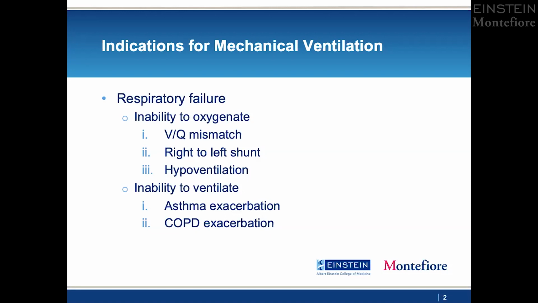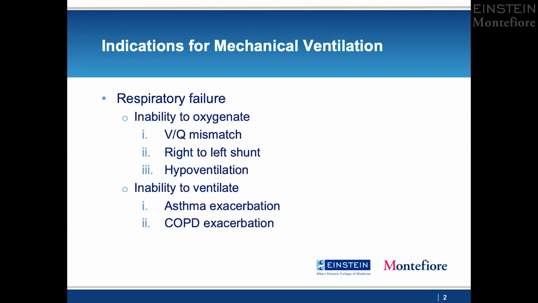There are three common causes for hypoxic respiratory failure. The first one is VQ mismatch. This occurs when a part of the lung receives oxygen without blood supply and a part receives blood supply without oxygen. Common examples are pulmonary hypertension, interstitial lung disease, bronchiectasis, and PE.